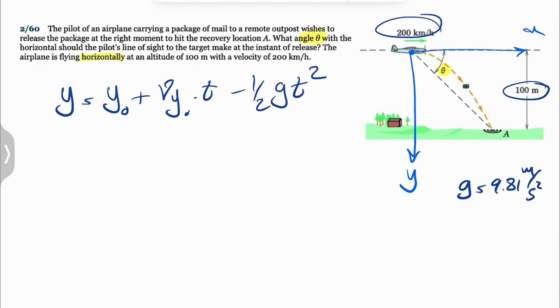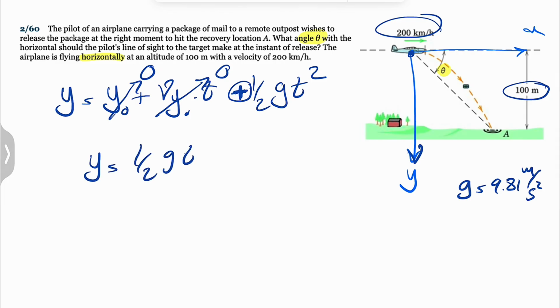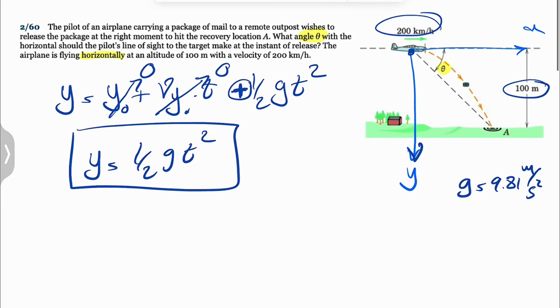Going here, the initial velocity is only in the x axis, so v y0 will be 0. There is no initial velocity in the y movement, and y0 is also 0 because we put our origin at this point. So y is equal to negative, and this will actually be positive because we called our y downward, so this is the positive direction for y. Keep in mind I made a mistake. So y is equal to 1/2 g times t squared. That's from our y motion.